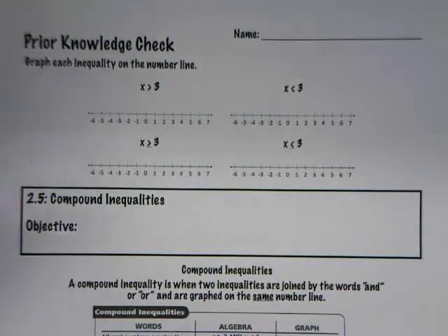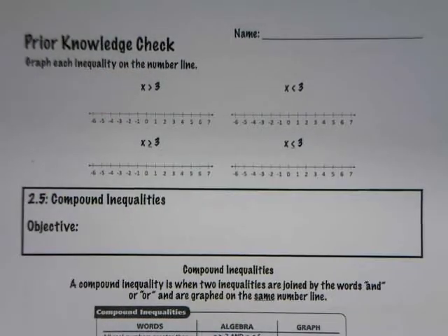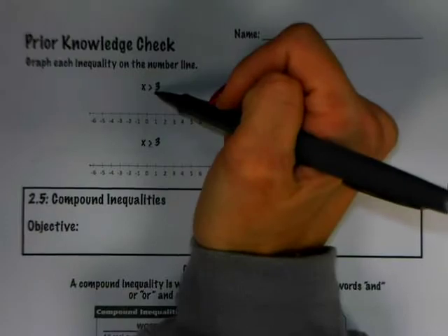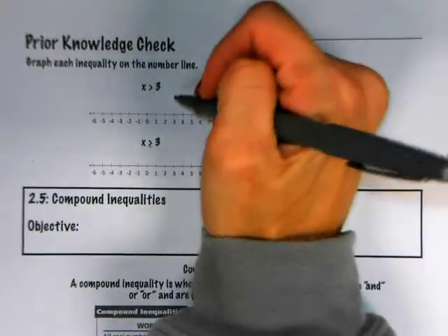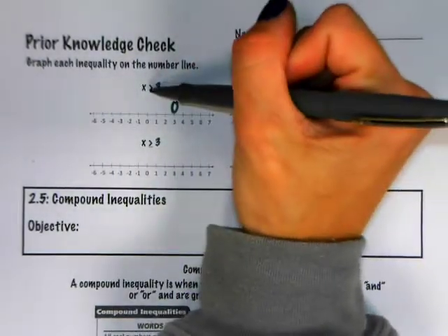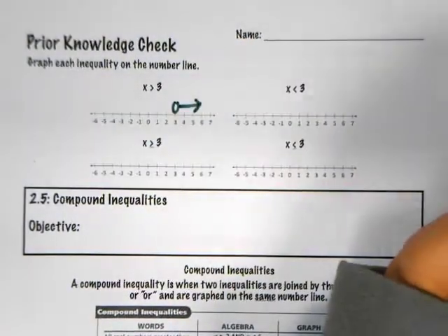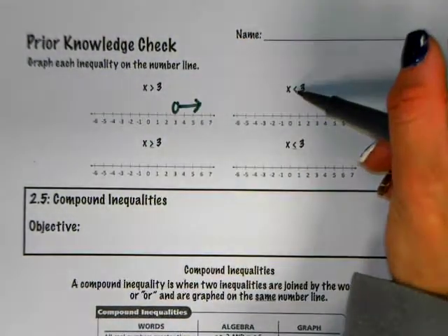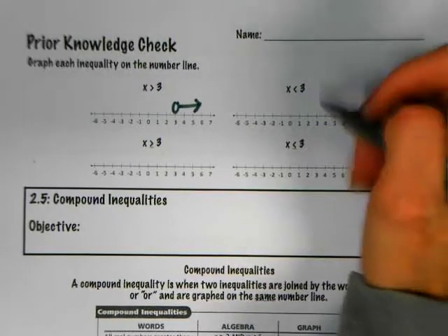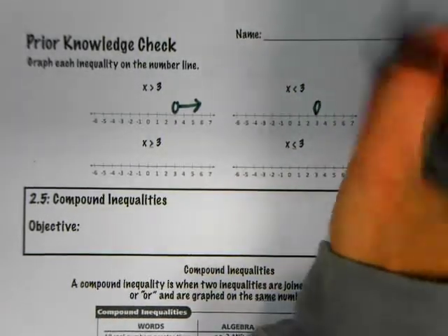So for the first one, is that one going to be an open dot or a closed dot? Open dot. Open, yeah, at 3. And then greater than, to the right or to the left? To the right. Yeah. Okay, and then this one, open or closed? Open. Open, and then less than, what direction? Left.